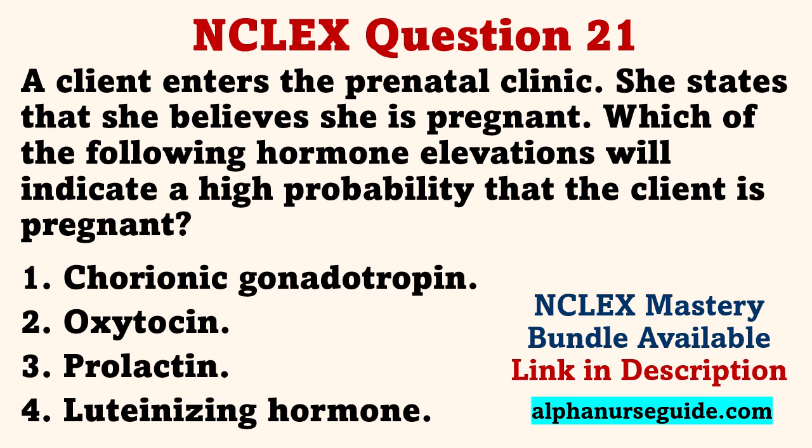Oxytocin is the hormone of labor. It is not measured as a sign of pregnancy. Prolactin is the hormone that stimulates lactogenesis immediately after delivery. It is not measured as a sign of pregnancy. Luteinizing hormone is the hormone that stimulates ovulation. It is not measured as a sign of pregnancy.